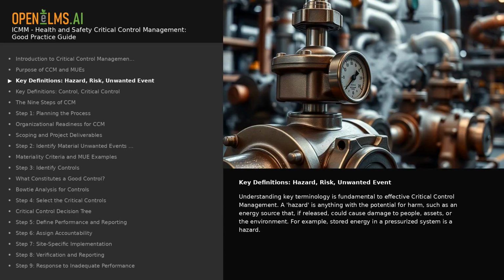Key definitions: hazard, risk, unwanted event. Understanding key terminology is fundamental to effective critical control management. A hazard is anything with the potential for harm, such as an energy source that, if released, could cause damage to people, assets, or the environment. For example, stored energy in a pressurized system is a hazard.